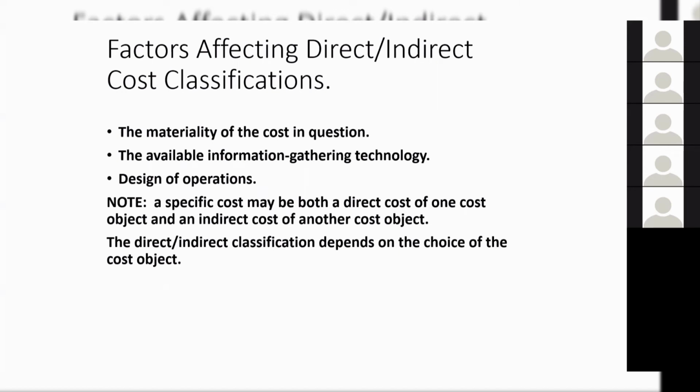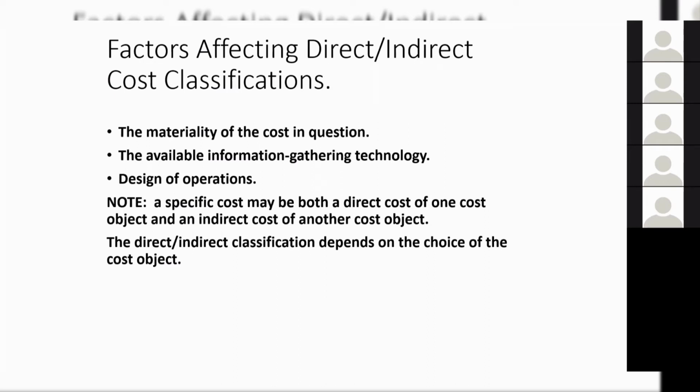We also have the availability of information gathering technology. Technology makes it possible to consider more and more costs as direct, because we have Excel spreadsheets, we have barcode scanners. So as we put butter into the cake, we can scan the bar of butter before we put it in, and then it can be traced very easily. So we have a lot more opportunity now to make costs direct that we didn't have 10 or 15 years ago. The design of operations.